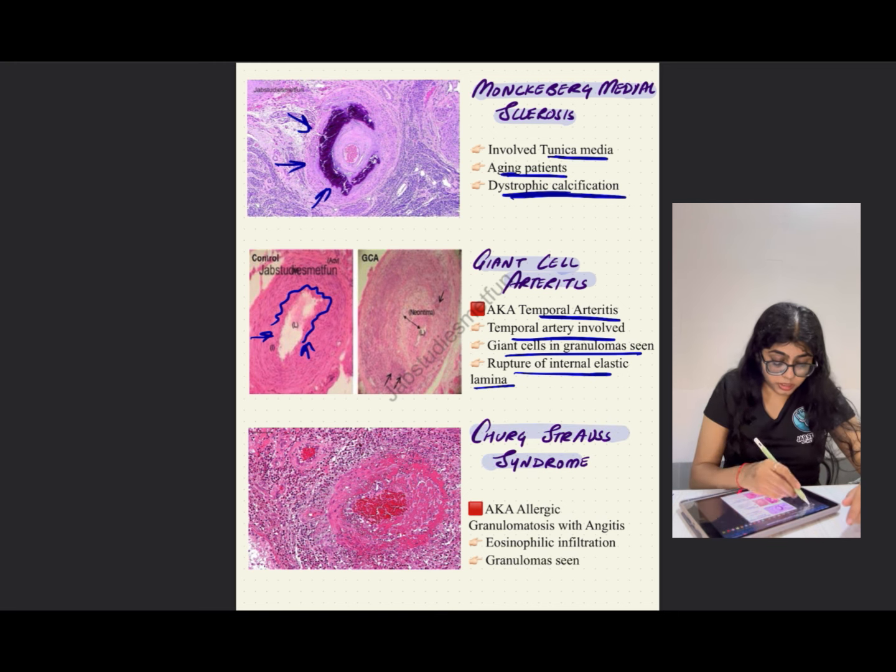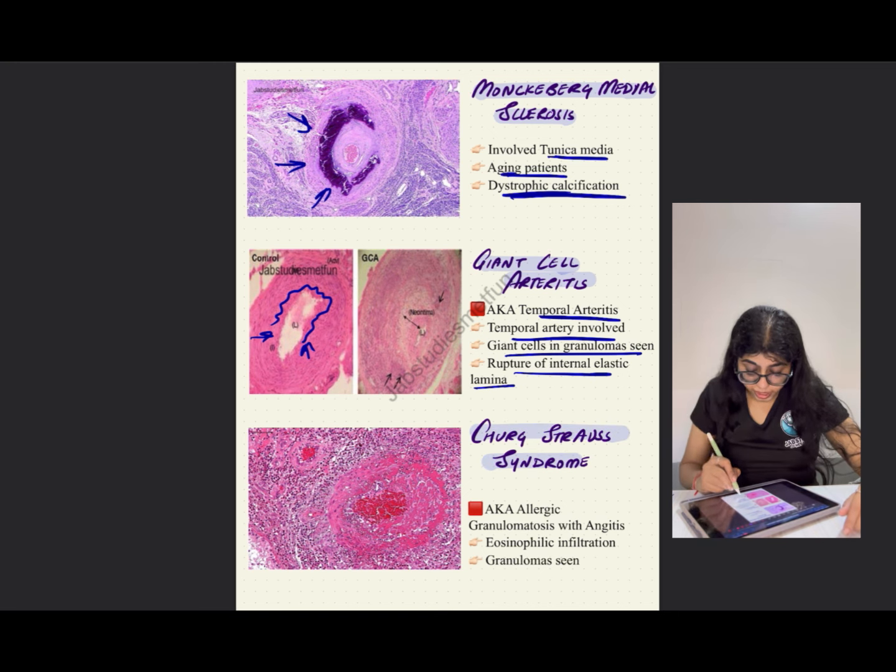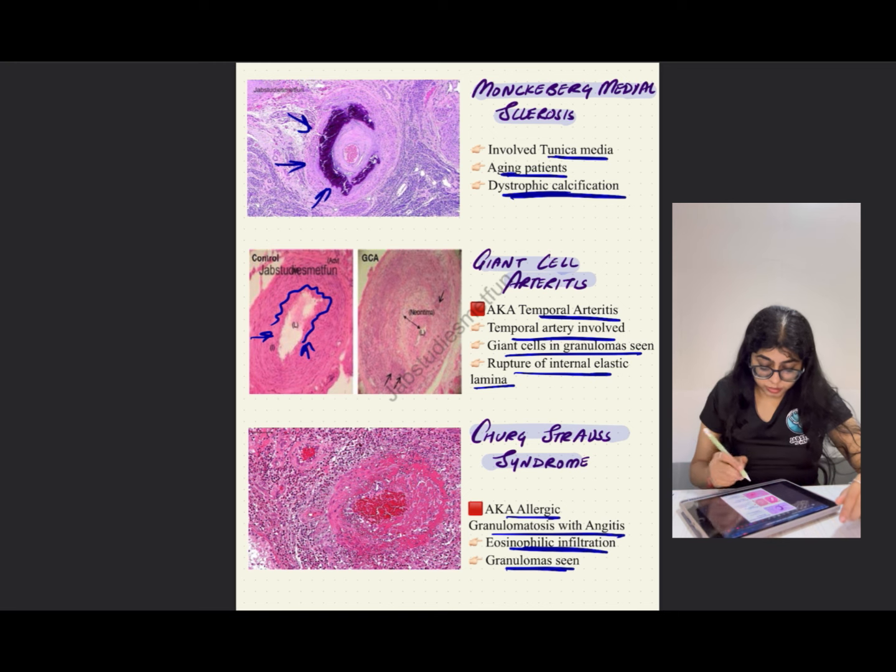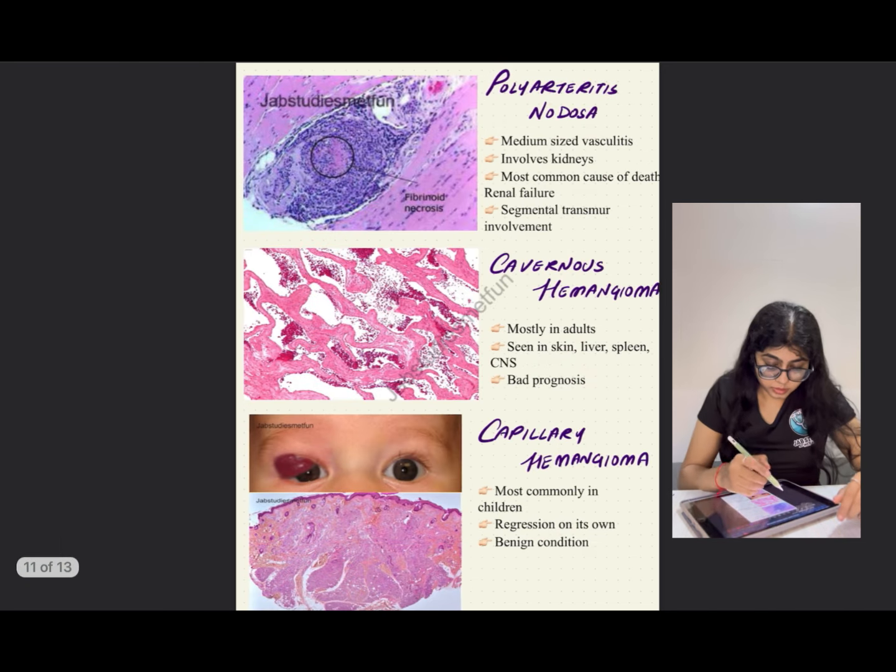Churg-Strauss syndrome, also known as allergic granulomatosis with angiitis. It has an eosinophilic infiltration in the arteries, and granulomas can be seen. So there will be eosinophilia and there will be formation of granulomas.